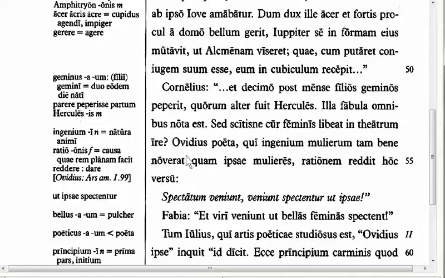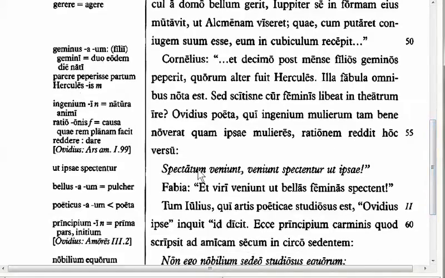In line 57, we have a line of poetry from Ovid. "Spectatum veniunt, spectentur ut ipsae." They come to watch, here we have a supine with motion, right? They're coming, and then to do this is a purpose. They're supine, and then they come.